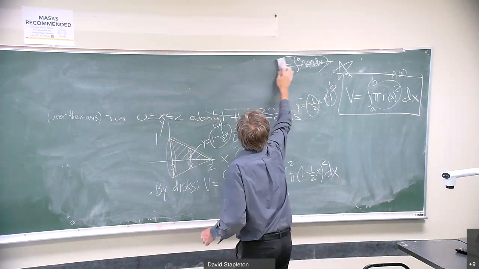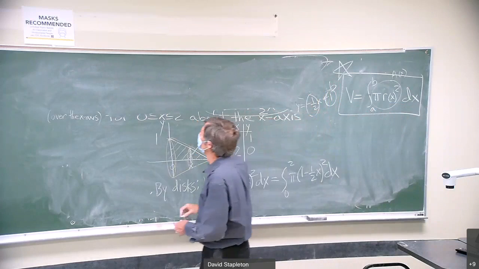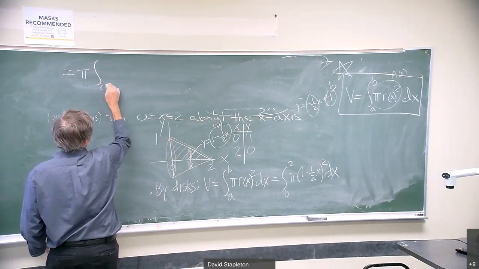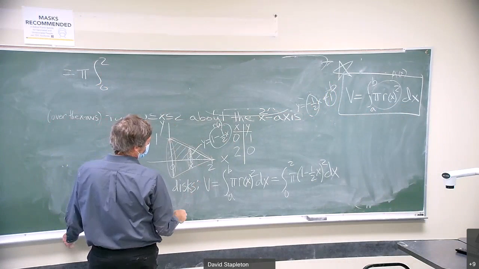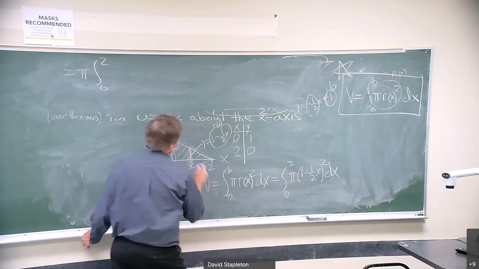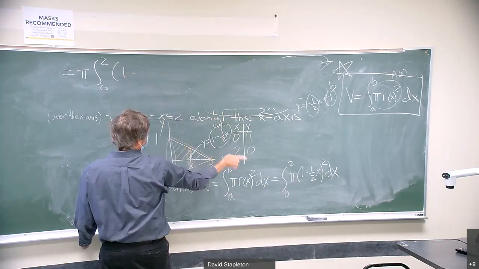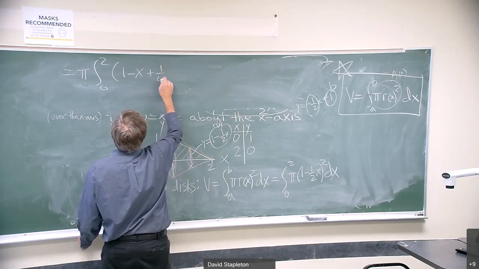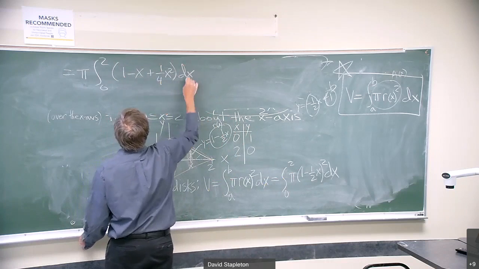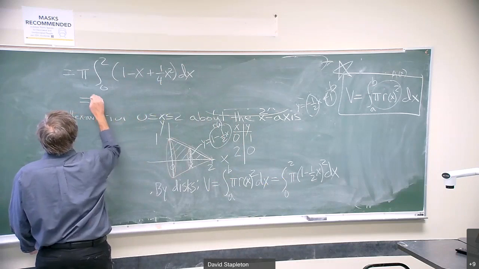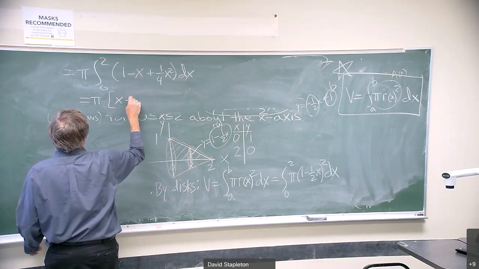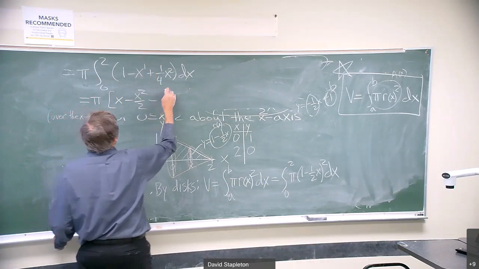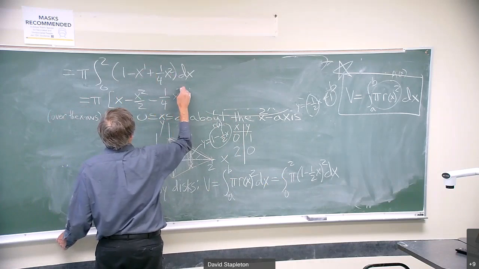Awesome. So we have this integral. We can pull the pi out: pi times the integral from 0 to 2 of, when we square that, 1 minus twice a half x, which is x, plus a quarter x squared. That's what you get when you square that out. And we know how to do these, right? The integral of 1 is x. The integral of x is x squared over 2. Again, by the power rule, x to the n integrates to x to the n plus 1 over n plus 1. So x squared integrates to x cubed over 3.